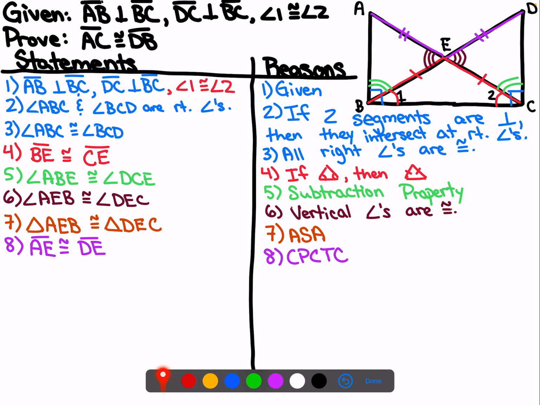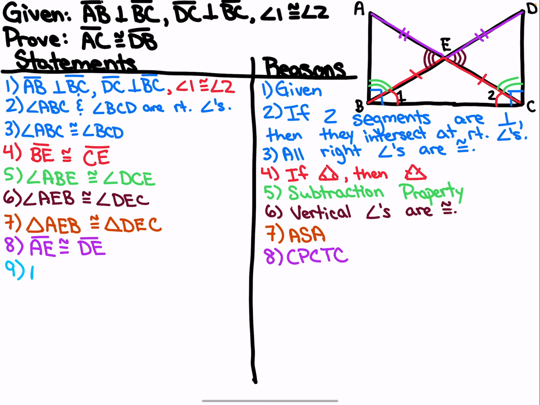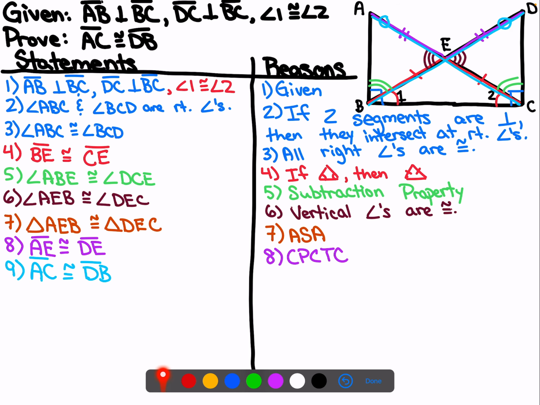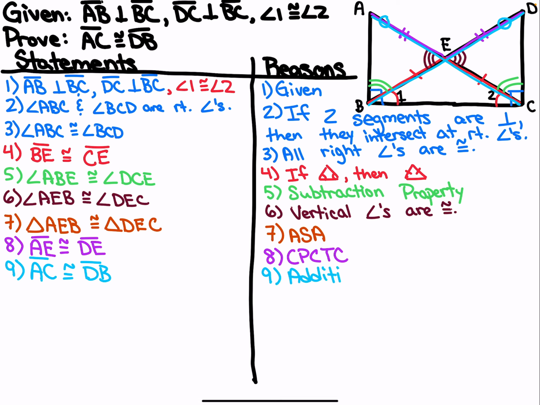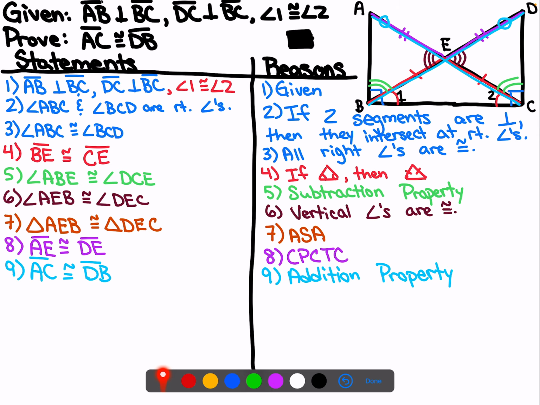Now, looking at this, what would happen if I add the purple segment and the red segment? Well, then I would have segment AC. If I did the same thing on the other triangle, I added DE and EB, I would also have segment DB. So if I do that, then these two segments would be congruent. AC is congruent to DB. And that only happens if I add these two segments together. So they are congruent by the addition property. And with that, this proof is now complete. All right, let's try out our next one.